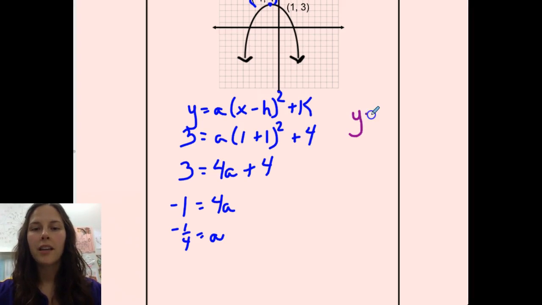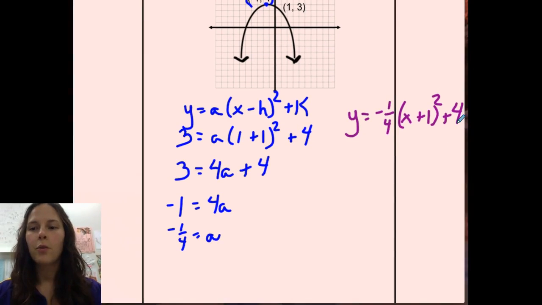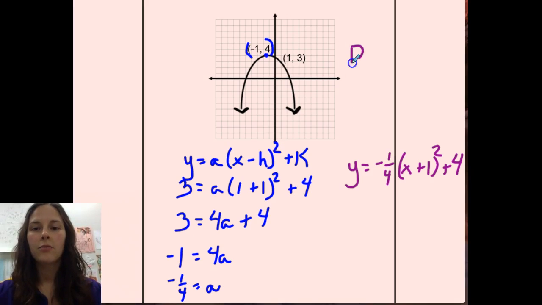Subbing that value back in, the -1/4 for a, the x plus 1 for the x-coordinate of the vertex, plus 4 for the y-coordinate of the vertex. Finally, domain and range. It is a quadratic function, so the domain is all real numbers. The range, it opens down, so y is less than or equal to the y-coordinate of the vertex.